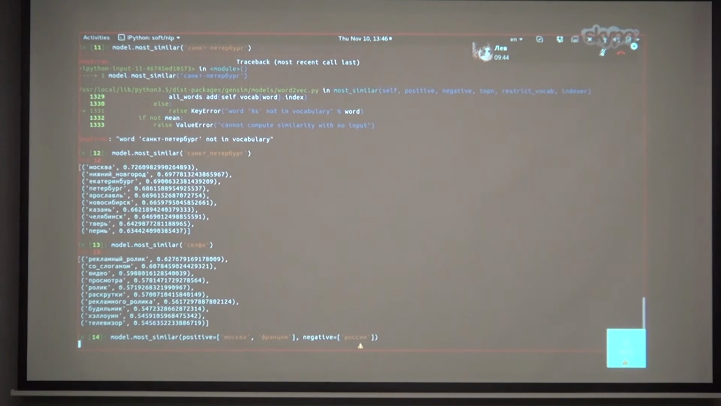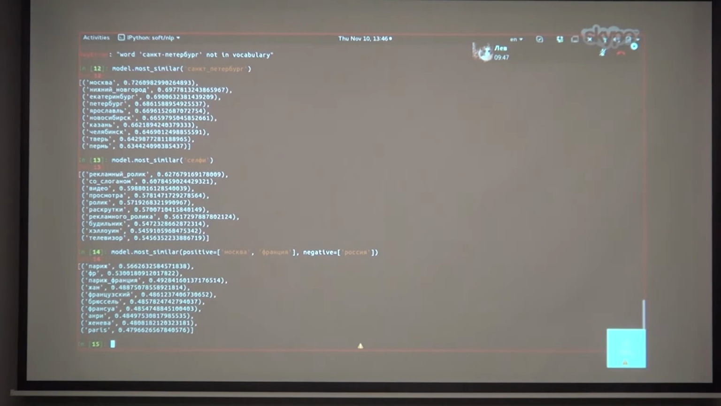I'm not sure. Yeah, there we go. And we see that the model, by doing just plain addition and subtraction in the vector space, captured a semantic relation of being the capital of. Because basically we have Paris, this is Paris, France, and only then you have something else.